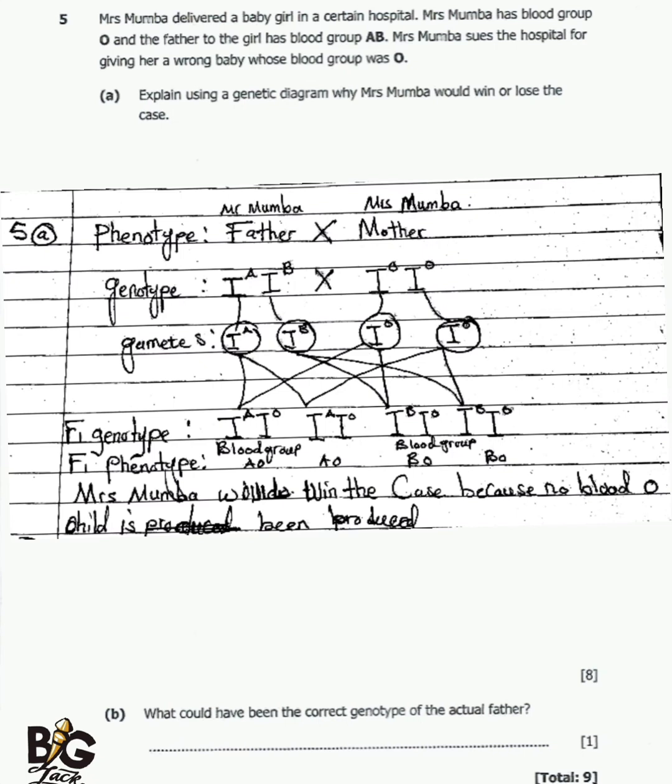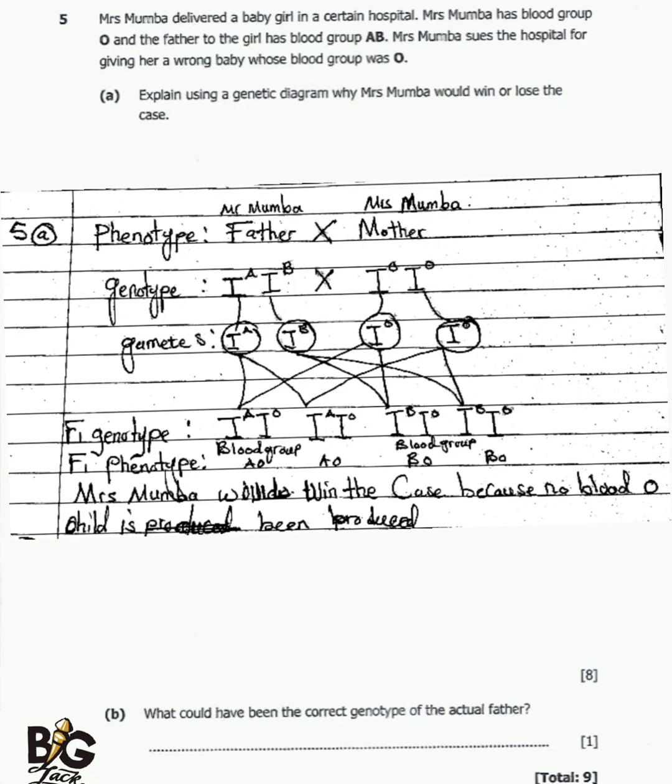B is saying what could have been the correct genotype of the actual father. They are talking about the daughter, which is a girl. So now in this case here, when they say genotype, genotypes are represented by alleles. So if you say blood group A, they are not going to mark you because you have just used the phenotype, which is the outward appearance. So you are supposed to use now the alleles for blood group.